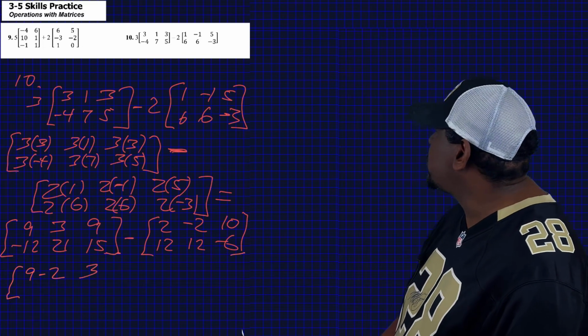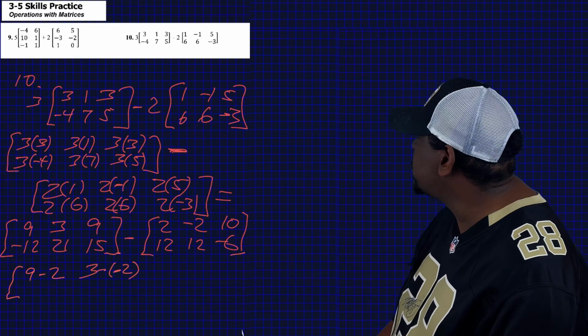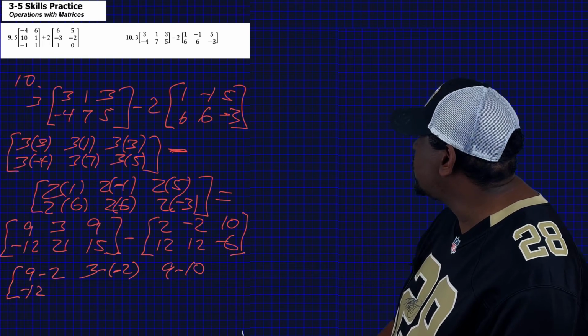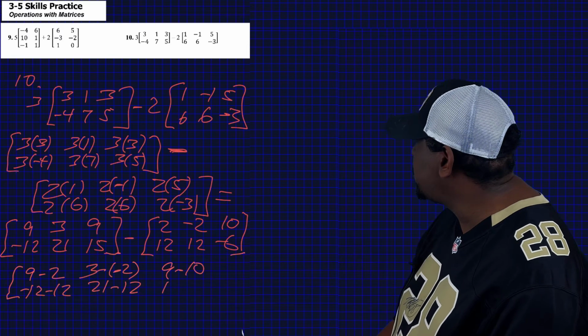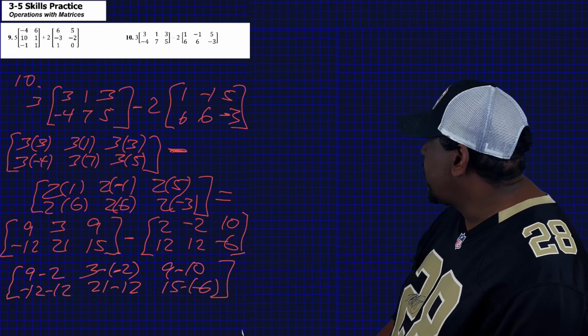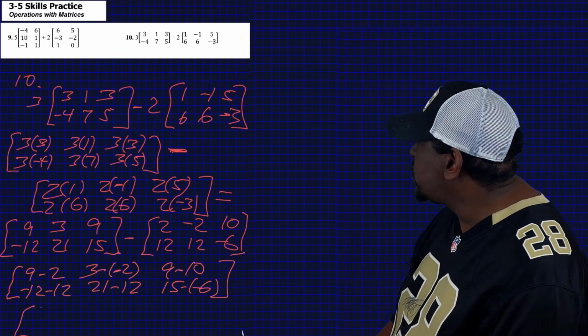So we're going to subtract each of the entries. First entry, 9 minus 2, 3 minus negative 2, and 9 minus 10. That's in the first row. Second row, the calculations of negative 12 minus 12, 21 minus 12, and 15 minus negative 6. So once we simplify all these quantities, we will have our final matrix.